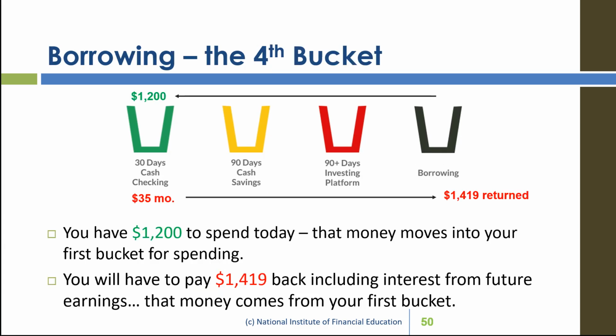So let's look at how that might work. You've got $1,200 to spend today. That money moves into that first bucket for spending. Now, each month, if I'm paying $35 a month, that $35 is coming out of my green bucket. And where is it going? It's going back to that borrowing bucket. And for 43 months, that present self that borrowed money from the future self is having to pay that money back. And over time, $1,419 will be returned to that borrowing bucket.